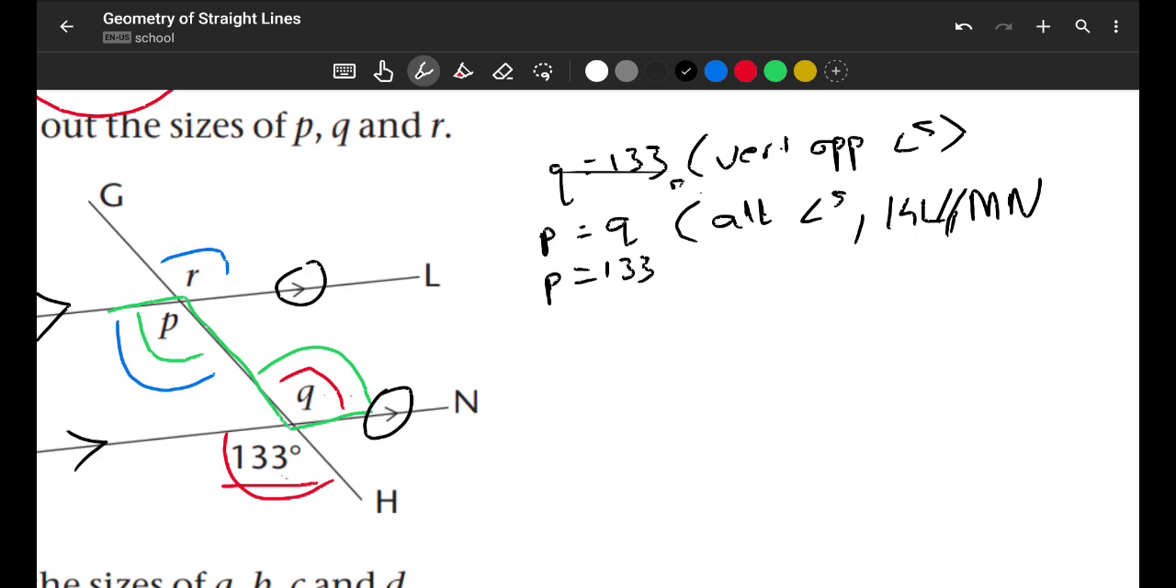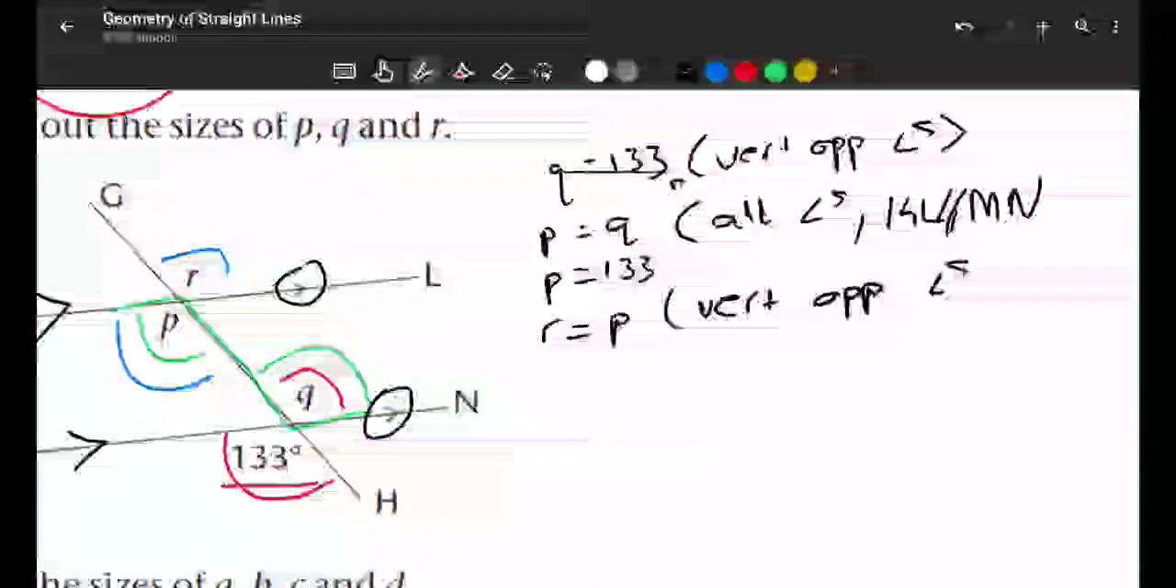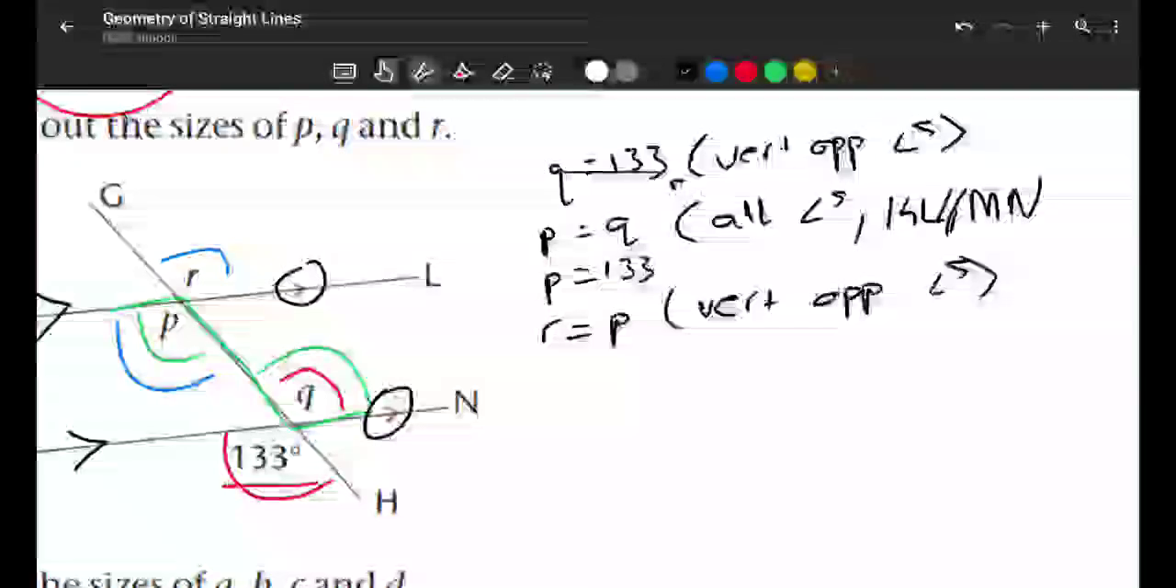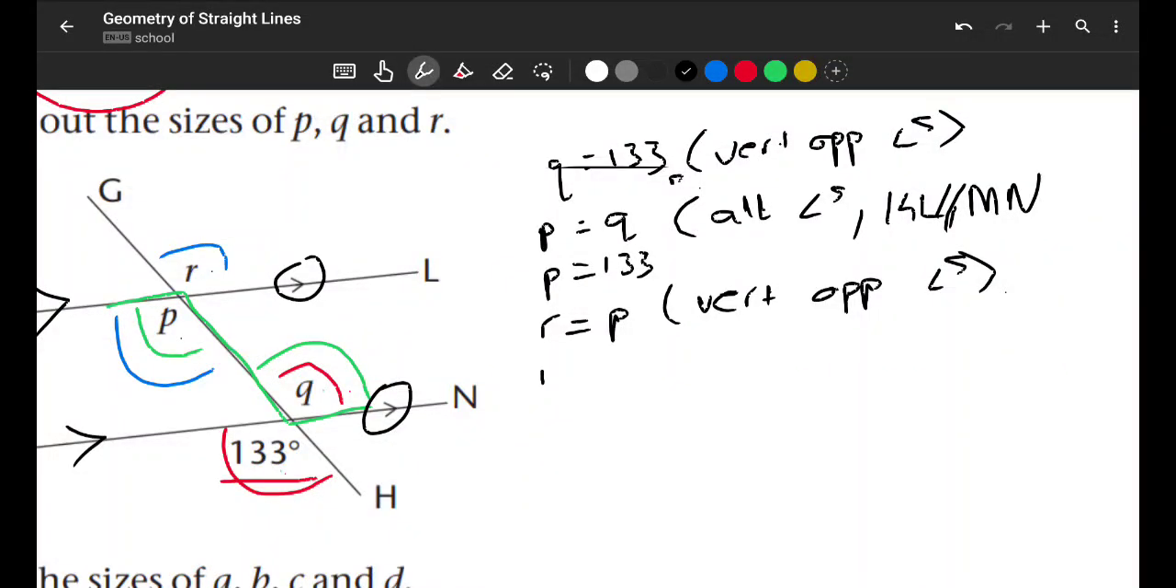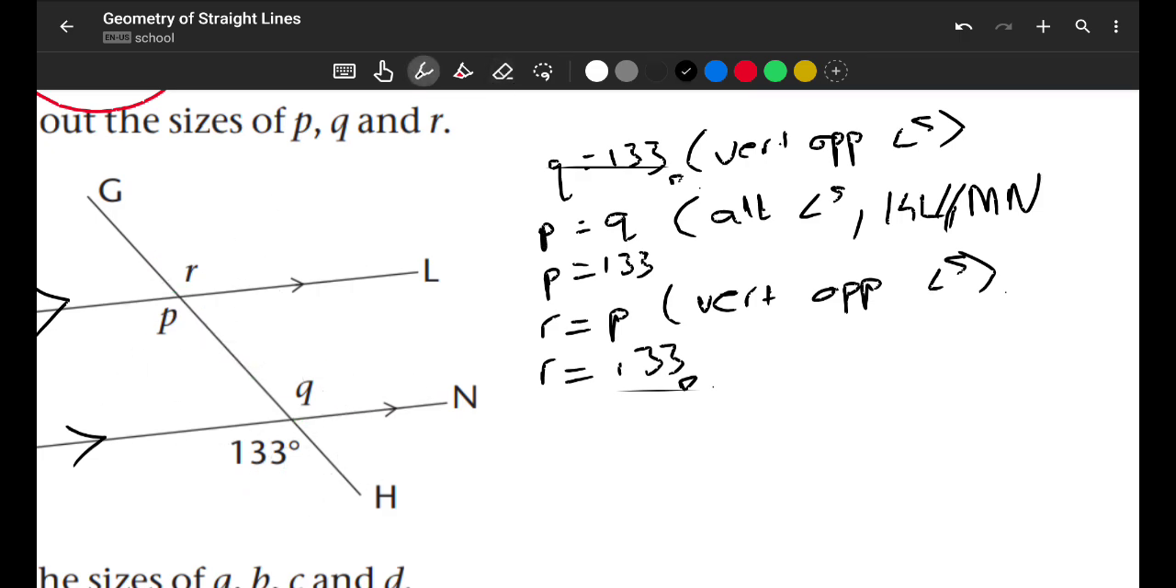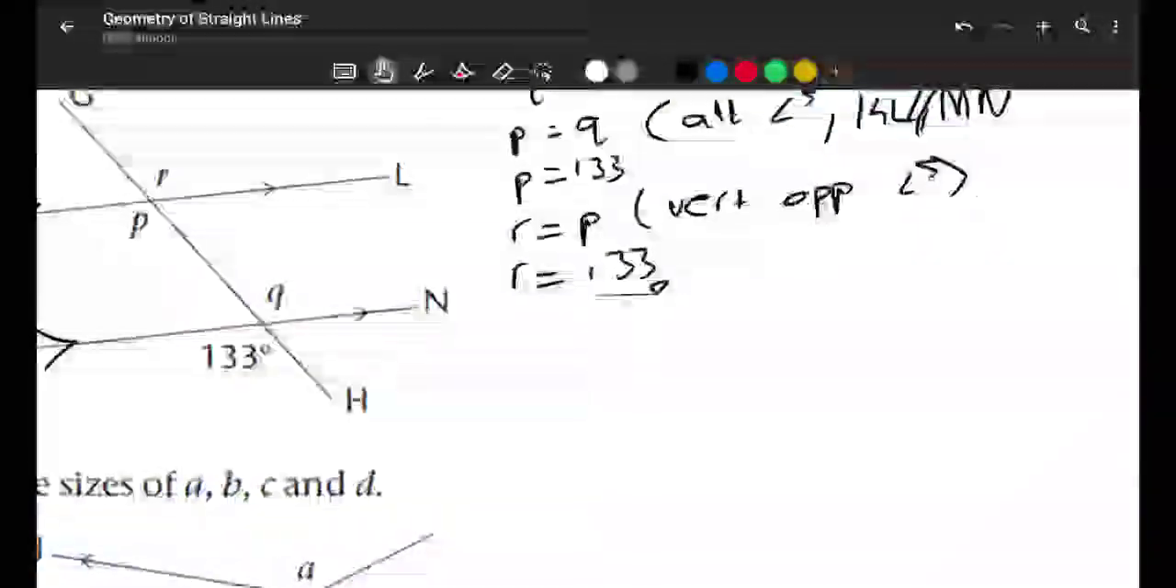Then I come again and say R is equals to P. What is my reasoning? Vertically opposite angles, right? Yeah, vertically opposite angles. And then I can also say R is equals to 133 degrees, and that's my answer, right? That is one way to get to the answer. Remember, I said there's many ways to get to the same answer. Many roads lead to the same destination, right?